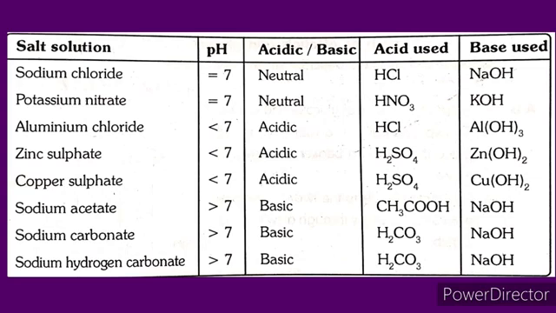Similarly, observe the third one, aluminium chloride. The pH of aluminium chloride is less than 7. So, the acid and base used to form this salt are hydrochloric acid and aluminium hydroxide. The nature of aluminium chloride is acidic.